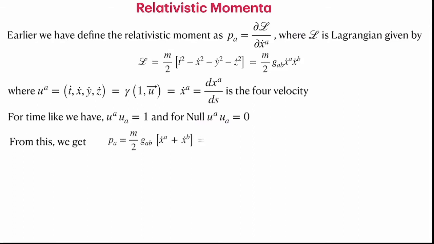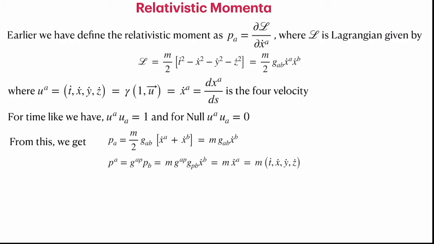From this, we get the four-momenta as p_A equal to m times g_AB (ẋ^A plus ẋ^B). Now we see that again we rearrange the dummy indices, and this gives the same value. The 2 gets cancelled with the half, and then we get the result m g_AB ẋ^B. This is the expression for generalized four-momenta. It is a covariant component.